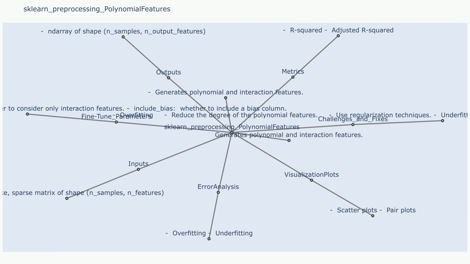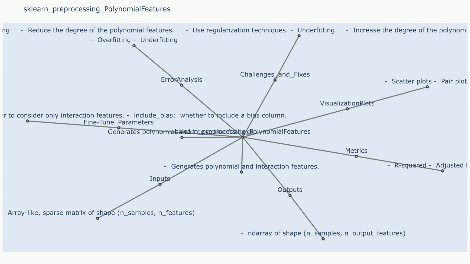Fixes to challenge 2. Feature selection. Apply feature selection techniques to reduce the number of features. Dimensionality reduction. Use dimensionality reduction techniques like PCA, principal component analysis, to reduce the dimensionality of the data. Lower degree. Use a lower degree polynomial to decrease the number of features.